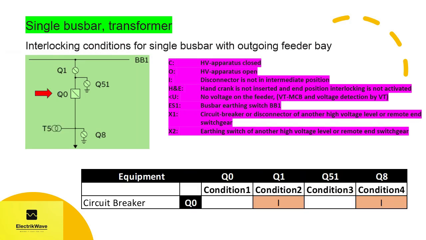Here Q0 is switchable if conditions 2 and 4 are fulfilled. That is, busbar side disconnector is in closed position while equipment side earthing switch is in open position, and busbar disconnector and equipment side earthing switch both are not in intermediate position.